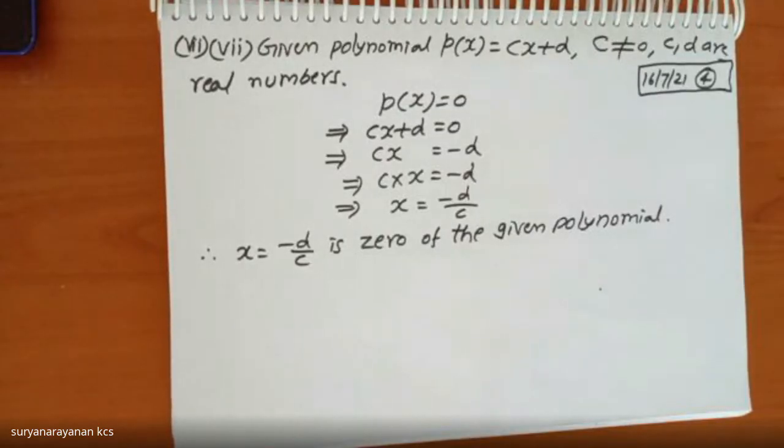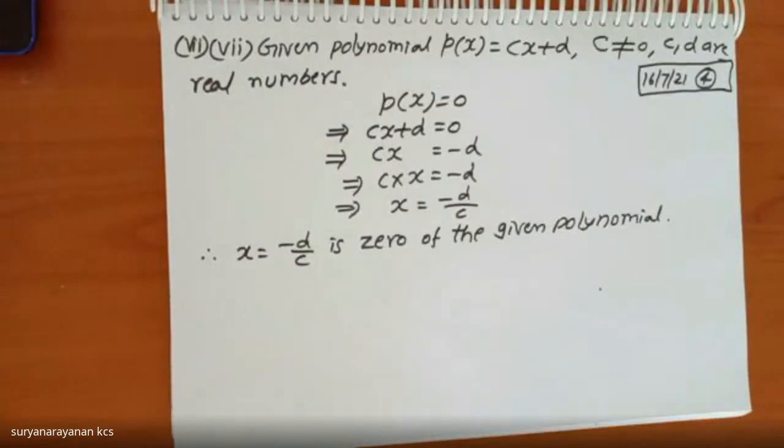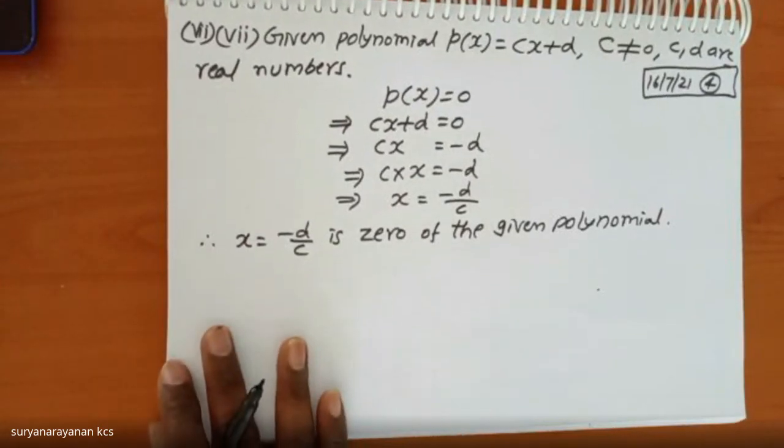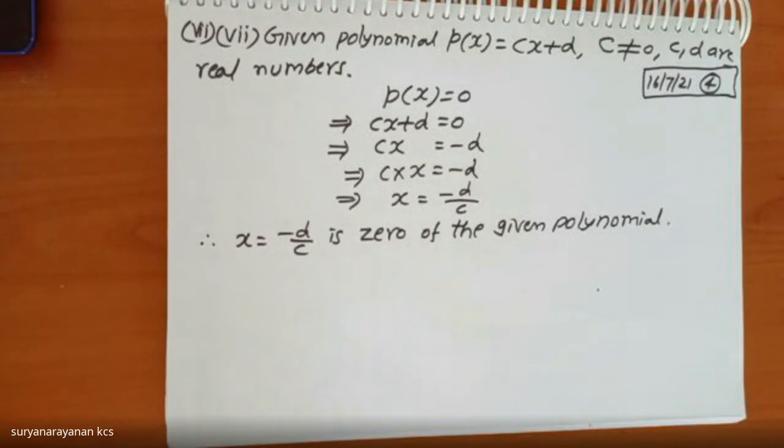In 2.2, I mean in the exercise 2.2, we mainly focused on finding the value of a polynomial when the value of x is given, when the value of the variable is given. And the second point is finding the zero of a polynomial. Yes or no?